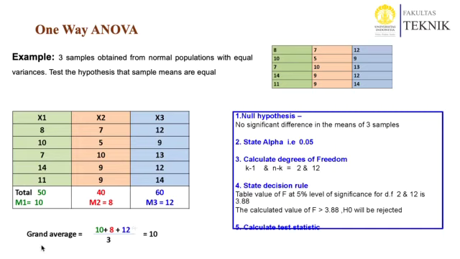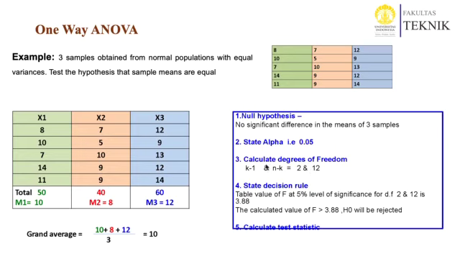And then we calculate the grand average. For the grand average, we just sum the means divided by the total number of means, which is 3. We have a grand average of 10. So we first make the null hypothesis: there is no significant difference in the means of the three samples. Then, second step, we state the alpha value. Here in this example, the alpha value is 0.05, and then we calculate the degrees of freedom.